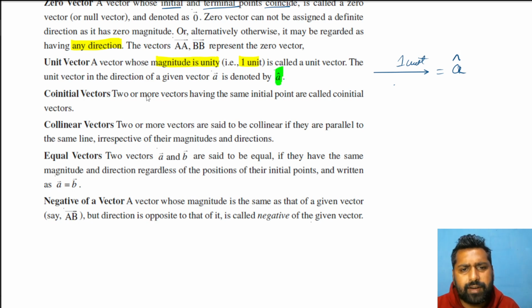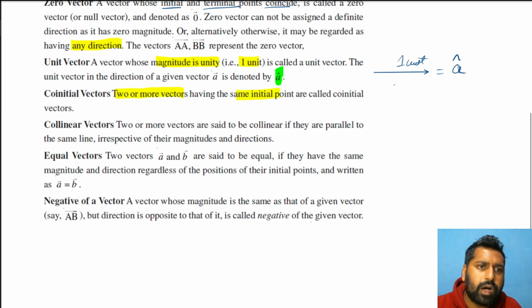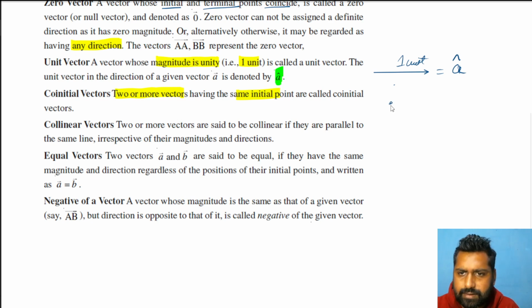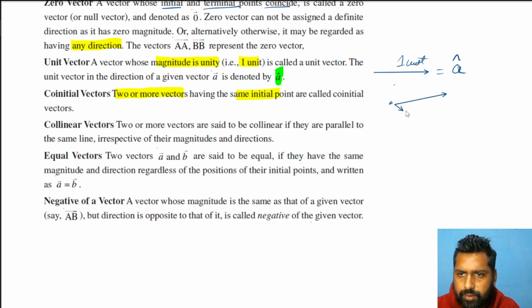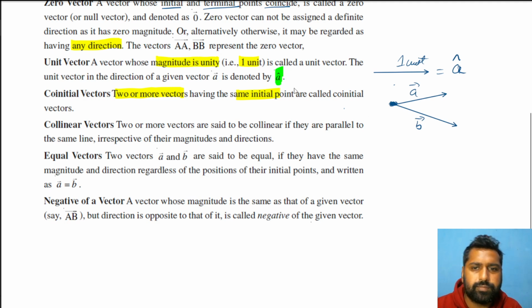Next, co-initial vectors. Co-initial means two or more vectors having the same initial points. So how will that situation be? It will be something like this. Let's say you have one vector here and you have another vector here. Let's say this is a vector and this is some b vector. Both of the vectors have the same initial point, so they will be called co-initial vectors. The word initial is pretty much explaining what kind of vector it is.